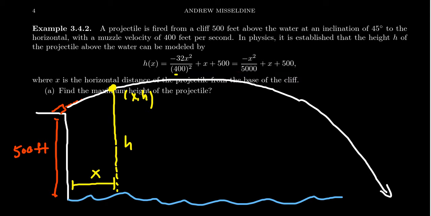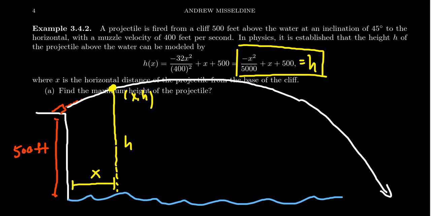Over here, you get the muzzle velocity. This was the initial height. Negative 32 has something to do with the acceleration due to gravity. This isn't a physics class, so we don't have to go through all of this. What I want you to get out of this is that h equals negative x squared over 5,000 plus x plus 500. This is a model you can use for the height of the projectile in this situation.